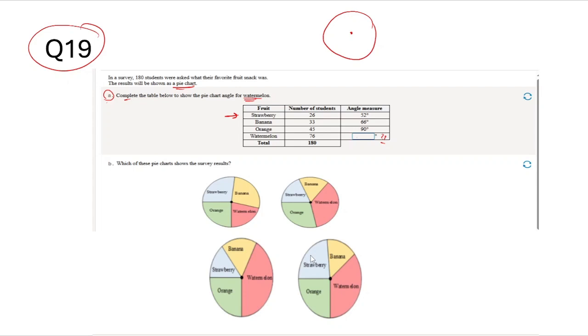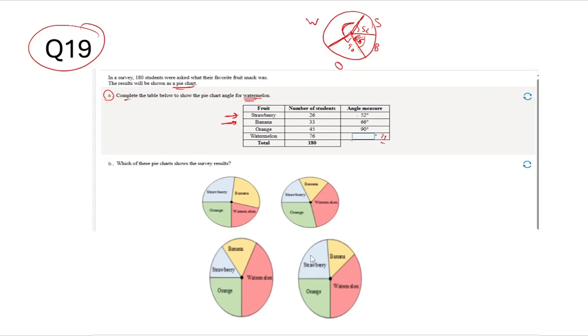So let's take the strawberry. Number of students is 26 and angle measure is 52. So let's draw it here in the pie chart. Say that this is the angle of 52. This is for strawberry. Let's label it with S. Now for the banana, let's say 66. So this is the banana. The angle is 66. And the orange, number of students is 45 and the angle measurement is 90. So to make it 90, we'll add like this. This is 90. This is for orange. And the watermelon is missing. So that means this angle is for watermelon.